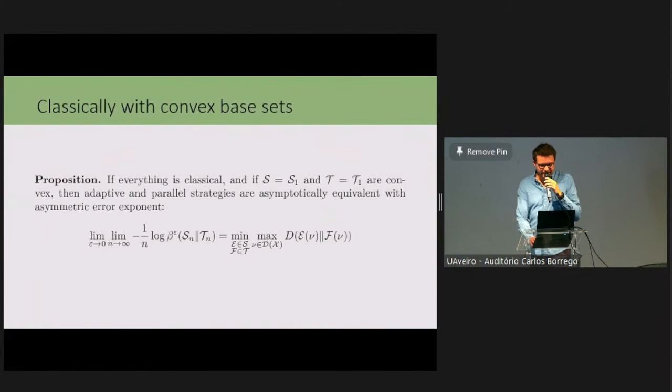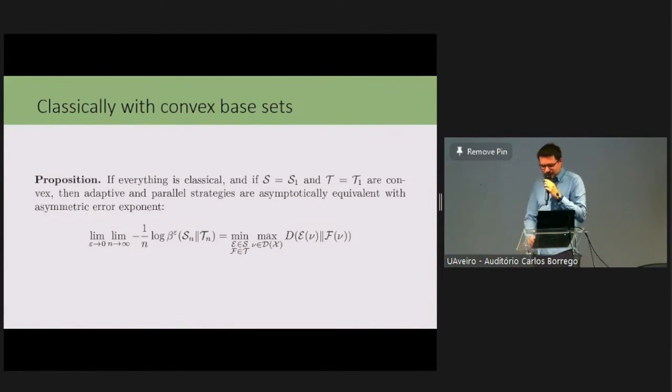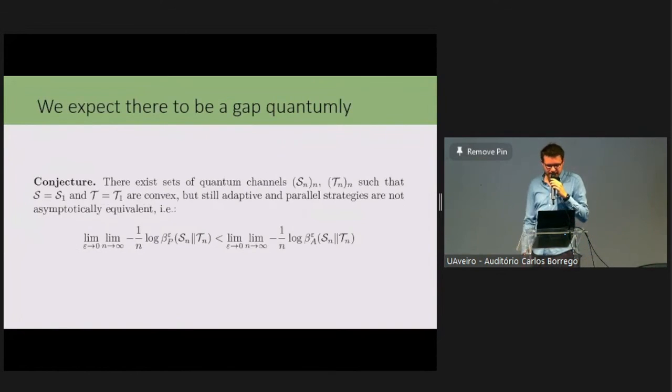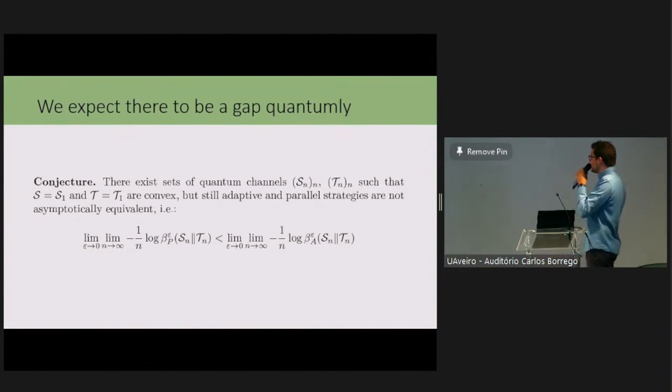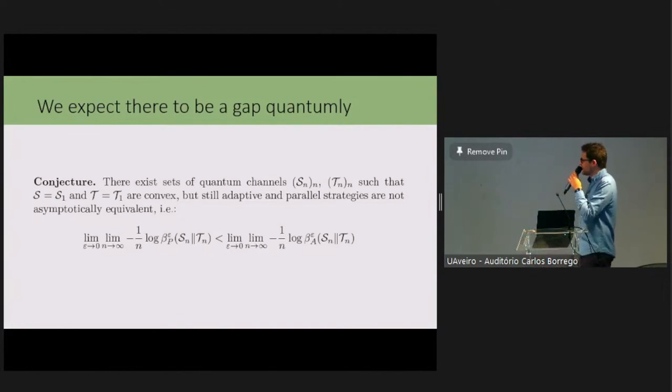One final thing. If everything is classical, we can prove that this only happens if the sets of channels are not convex. Otherwise, we can prove this formula for the asymptotic exponent. We unfortunately can't prove this quantumly, and we also don't expect to be able to. We expect that quantumly there should be a gap between adaptive and parallel strategies, even if the sets are convex. But it's hard to find an example that works, because you have to calculate this expression, and in general it involves some kind of regularized limit. It's very hard to bound this in a way that shows this gap. But the intuition is that convexity should be enough only classically. Quantumly there should always be a gap.